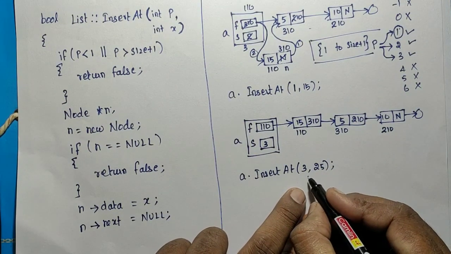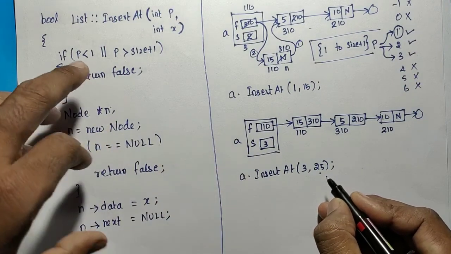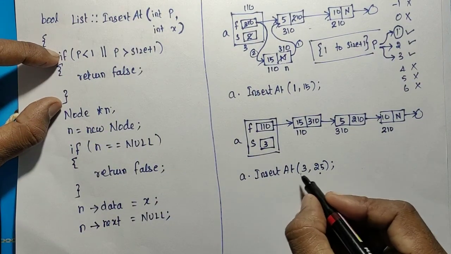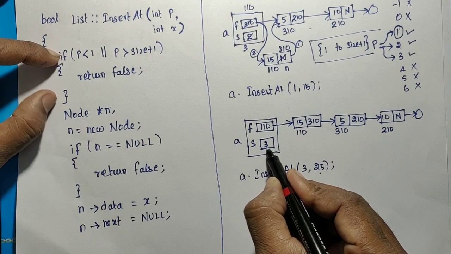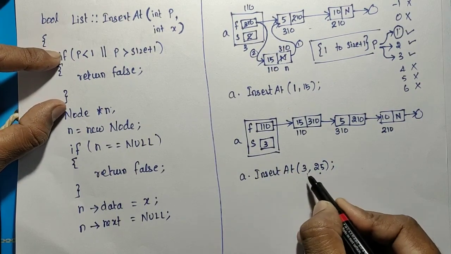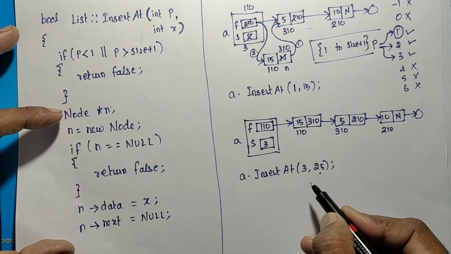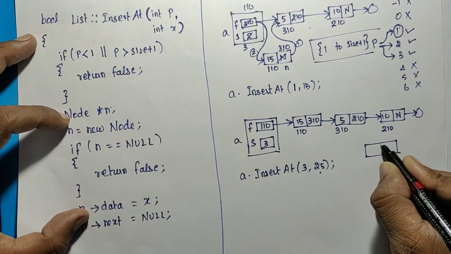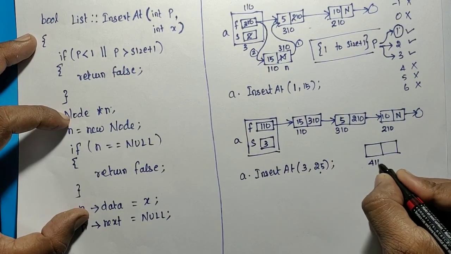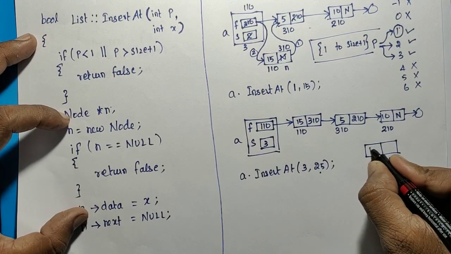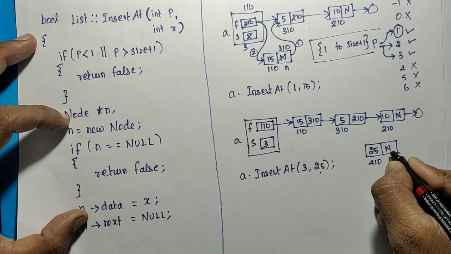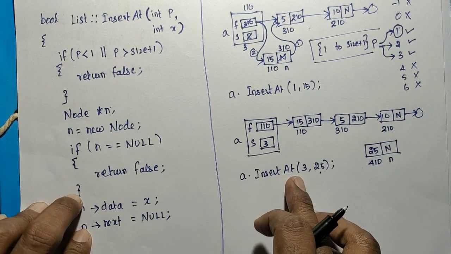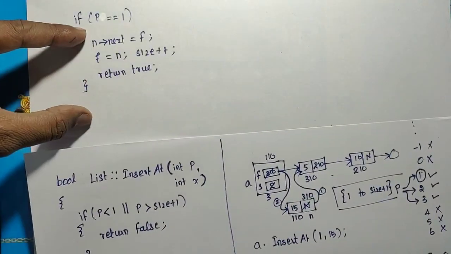So if we want to insert a new node, in that case the valid index is in between. P should be 1 to 4, size plus 1 is 4. So it is a 3 only, so valid. Next, is it null? No. A new node will be created like this. Say this is 410, there is a new node with 25 and null, that will be copied like this. Next, the position is also not 1. So this is not the case.